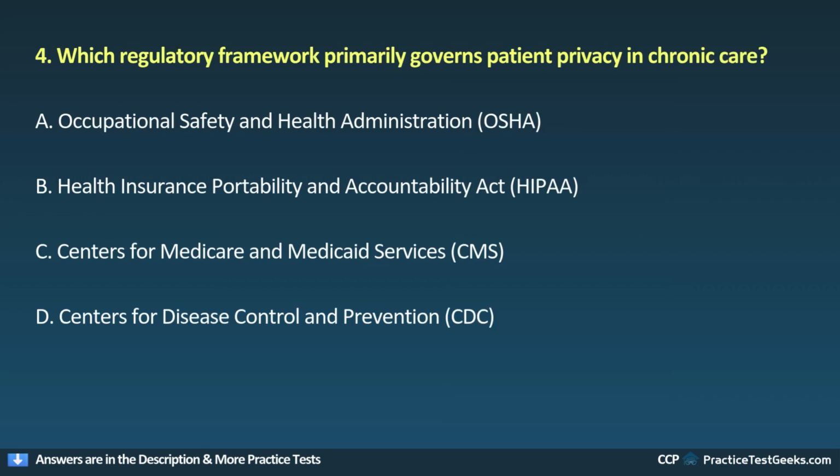4. Which regulatory framework primarily governs patient privacy in chronic care? A. Occupational Safety and Health Administration, OSHA. B. Health Insurance Portability and Accountability Act, HIPAA. C. Centers for Medicare and Medicaid Services, CMS. D. Centers for Disease Control and Prevention, CDC.